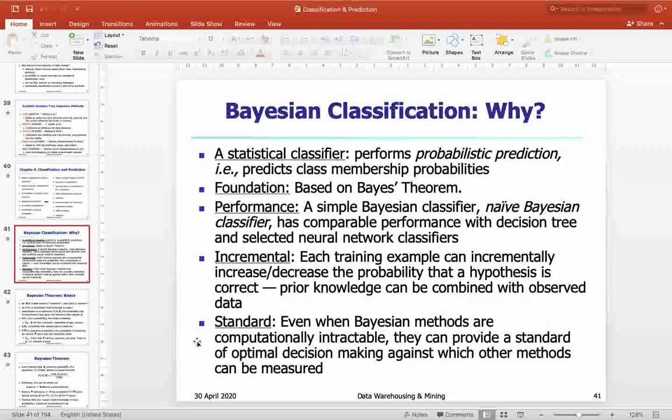So there is another classification. This is the Bayesian classification. This is not the counterpart of the decision tree, but this is another type of classification algorithm, right? Which was proposed by Thomas Bayes. So today we will discuss this classification.